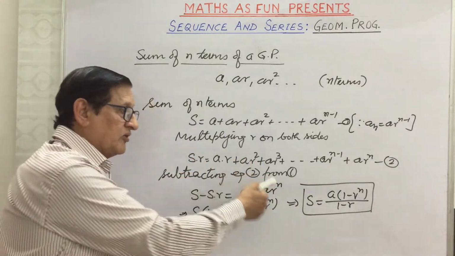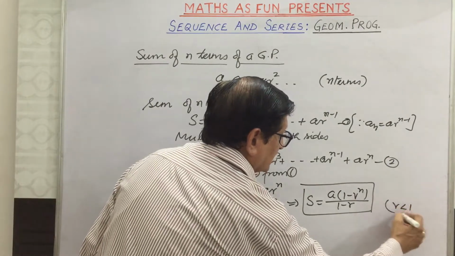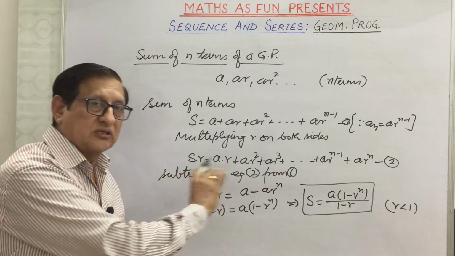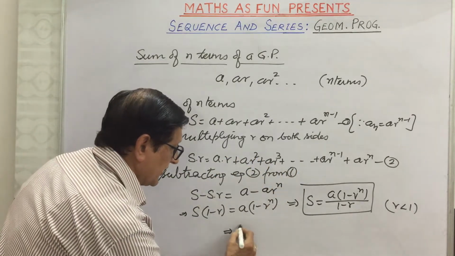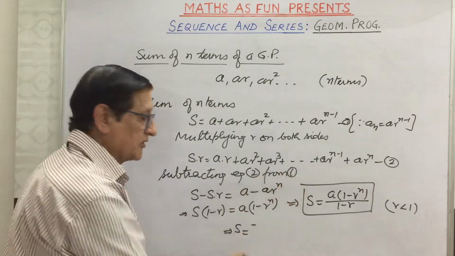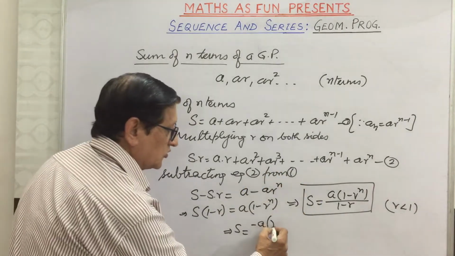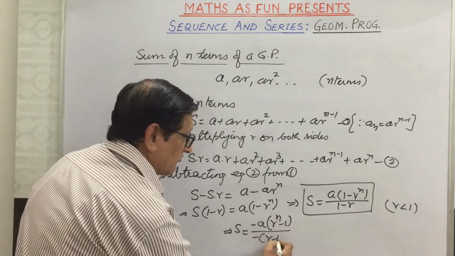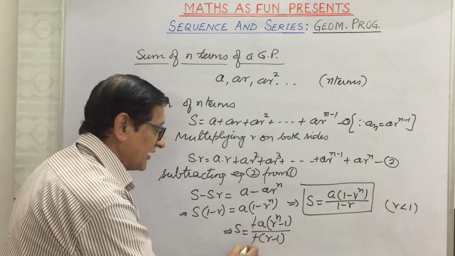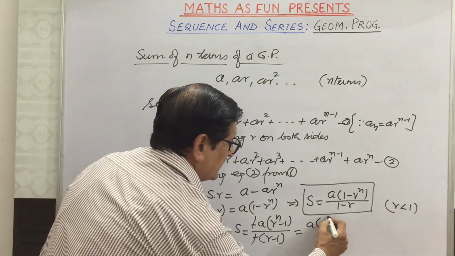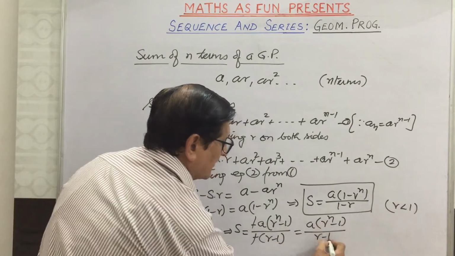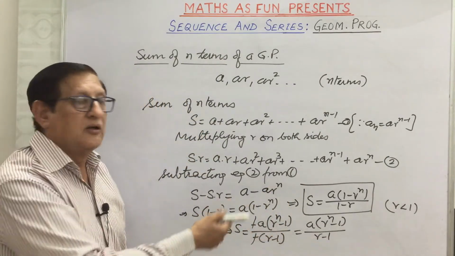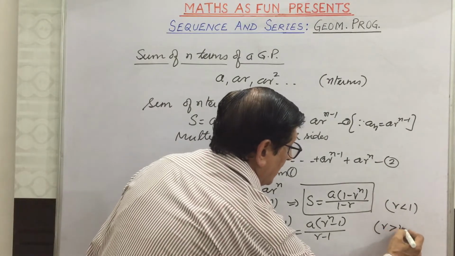But generally we use this formula when R is less than 1. In case R is greater than 1, there is nothing else we are doing in this. We can take minus common from the numerator. This will be minus A into R power n minus 1. Here also we take minus common. It will be R minus 1. Minus minus cancel and it becomes A into R^n minus 1 upon R minus 1. So the formula is same, only to avoid the negative sign we can use this formula for R greater than 1.